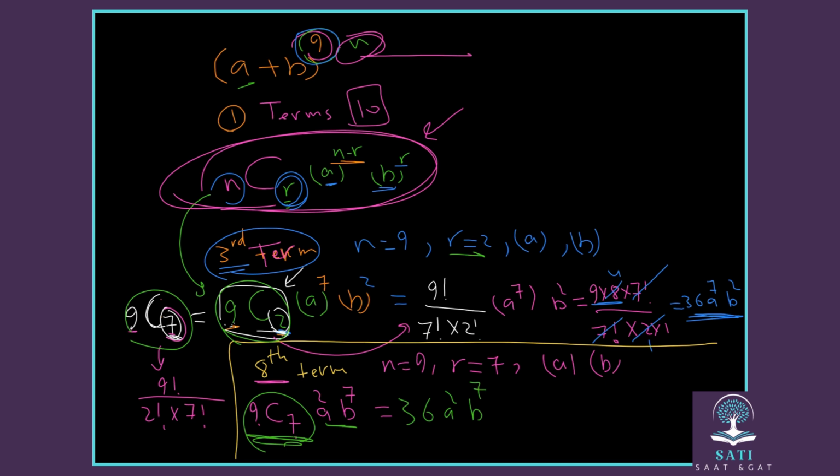And pay attention, always the power here with the power here, when you add them, you get n. So 2 plus 7, you get n, which is 9. Always the power of the first term in the parentheses, when you add it to the second, they make n. So that means this is now the 7th term. So we can find any term, first term, second term, third term, fourth term, as long as we know how to find the combination and we know how to apply the binomial theorem, which is this one here.